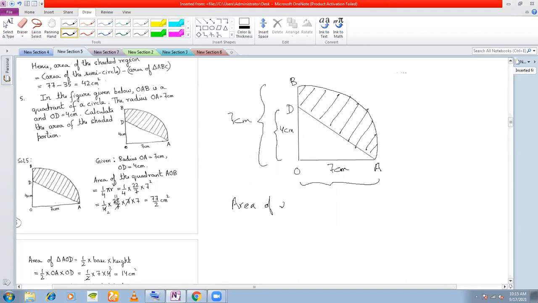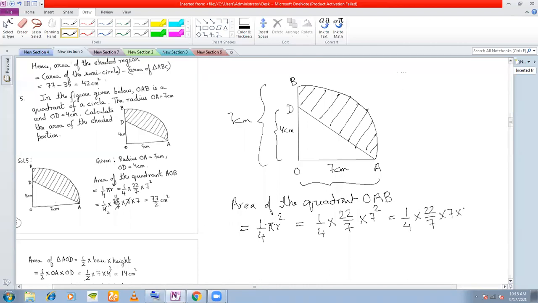Area of the quadrant OAB. What is the area of a quadrant? 1/4 pi r square, which is equal to 1/4 into, put the value of pi as 22/7, r square. What is the radius? Radius is given to be 7. So this is 1/4 into 22/7 into 7 into 7.